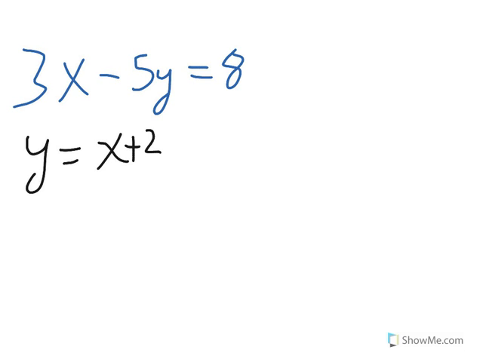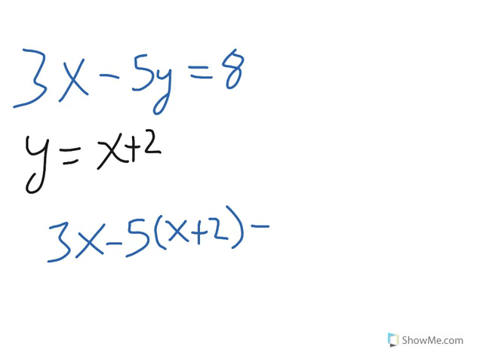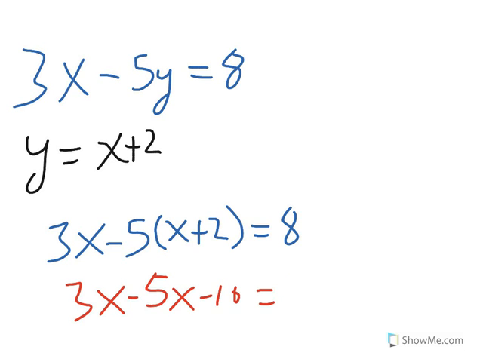Alright, now that you've done listening to music and you've got this problem done, we'll go over it. So it's 3x minus 5, parentheses, x plus 2 is equal to 8. 3x minus 5x minus 10 is equal to 8.